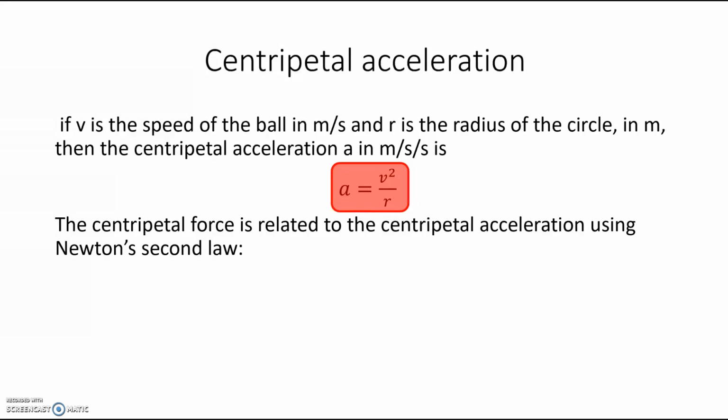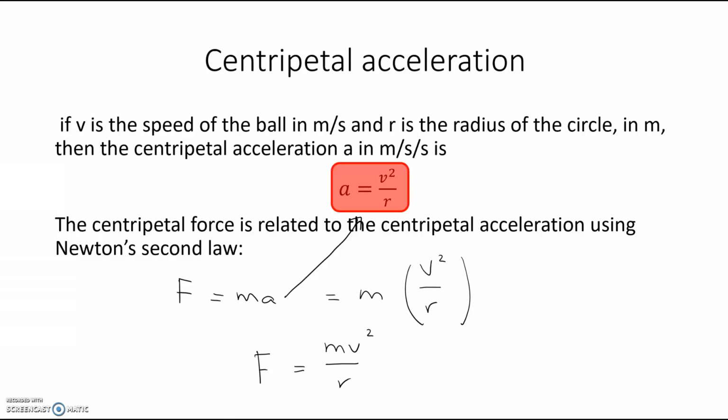The acceleration is v squared over r in meters per second squared, and the centripetal force is related to the centripetal acceleration if we're thinking about Newton's second law. So we've got F equals ma, but we've just said that a was equal to v squared over r, so we're going to say that F equals m times v squared over r.